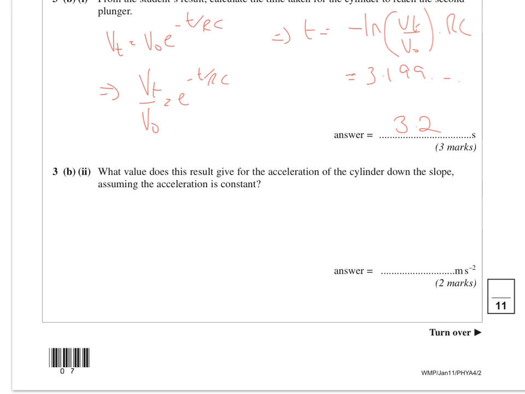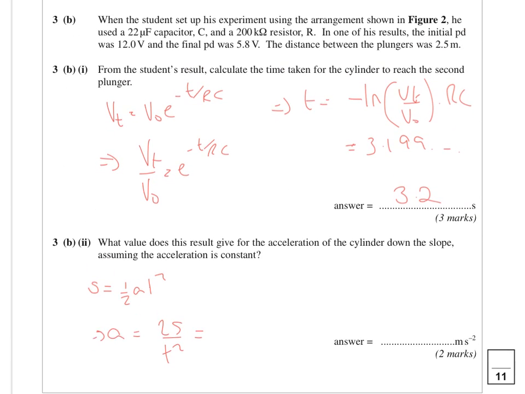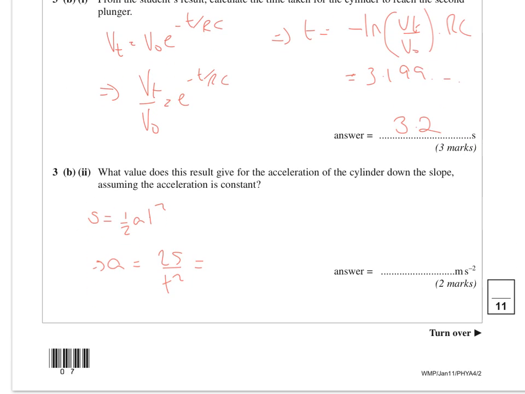What if we assume acceleration is constant? What value does that give you? So we knew that s equals half at squared. So a is 2s over t squared. So we were given the distance earlier, which was 2.5 meters. So we're going to have 5, because it's 2 times 2.5, over 3.19 dot dot dot squared.